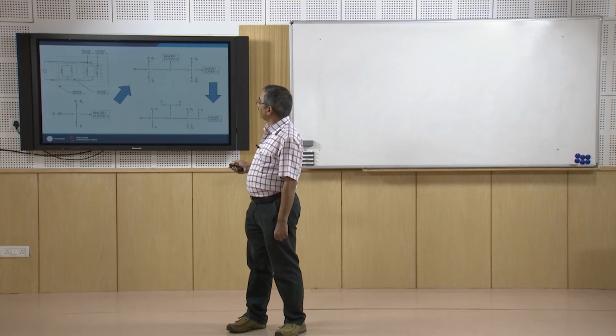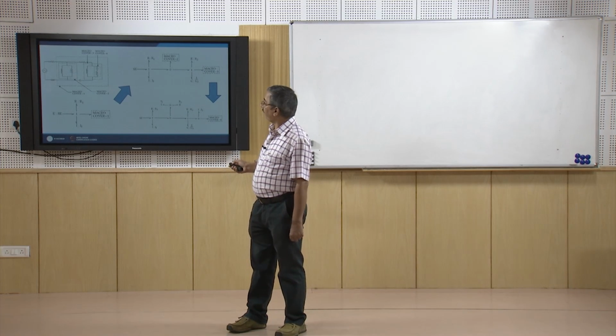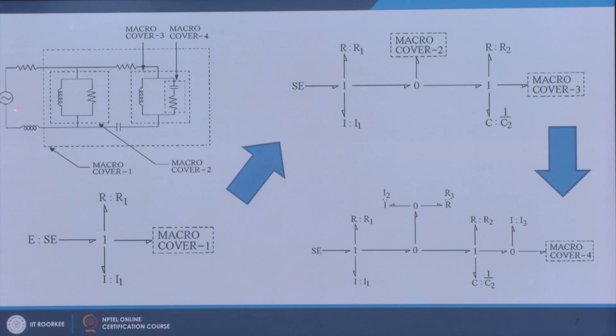So, here as I was telling you, if we look at this figure, we have a voltage source SE, then we have a resistor R1, inductor I1 and whatever rest is there, that is macro cover 1. So, all these elements are in series, okay. So, I put a 1 junction here representing the constant current through all of them, okay, and this macro cover 1 is there. Now, what we do next, we uncover this macro cover 1.